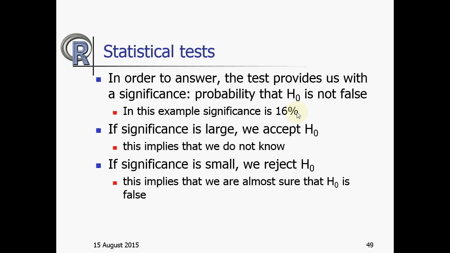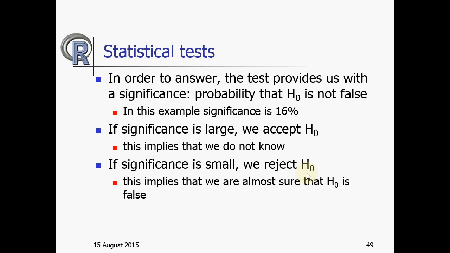What you have to understand conceptually, however, and it's very, very important, is that if you reject, since your significance is below 5%, it means that you are really almost sure that H0 is false. It means that you have only 5% probability of having been unlucky and 95% probability that your H0 is false.